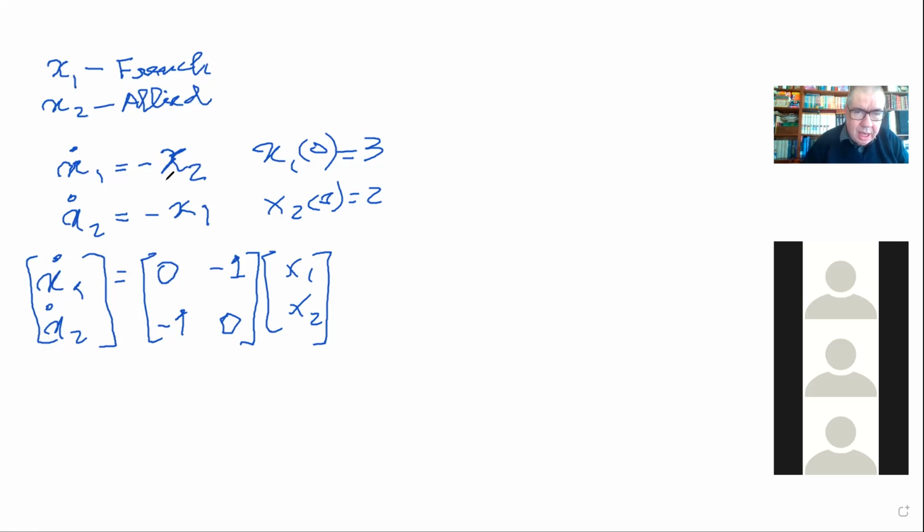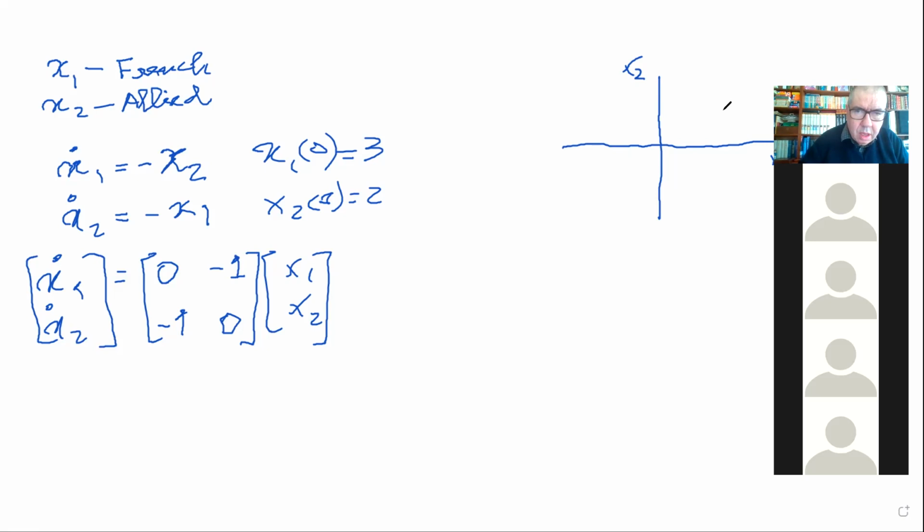Okay, now let me do it here. I have x1, I have x2, and I have 1, 2, 3, 2. We have an initial condition here. What happens when you start with this condition, which is 3, 2? Where do you go? It is pointing -2, -3. Okay, so that's right. So we use that.